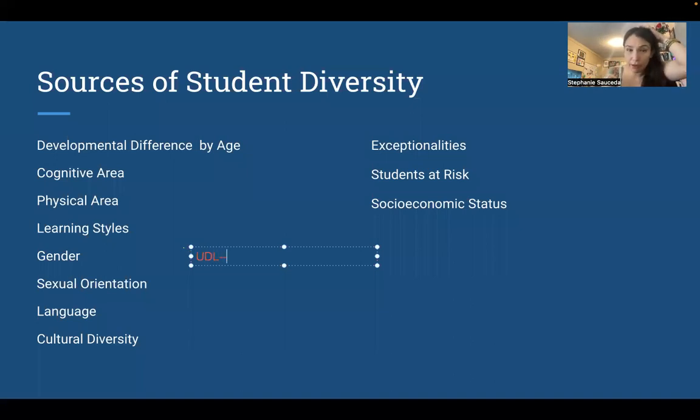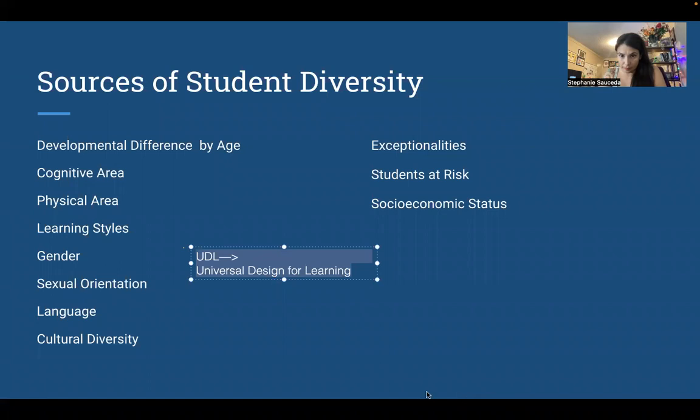UDL. It is by far my favorite lesson plan model. Universal. And I don't know why this is in red. Design for learning. And I'm going to change this to white. Maybe.